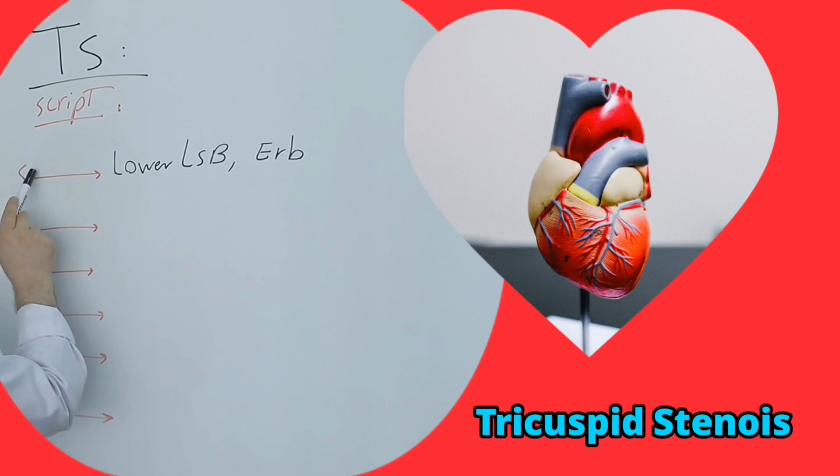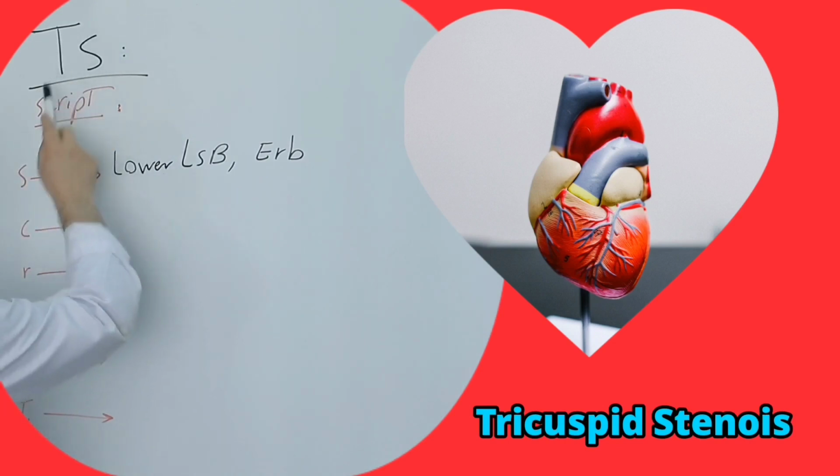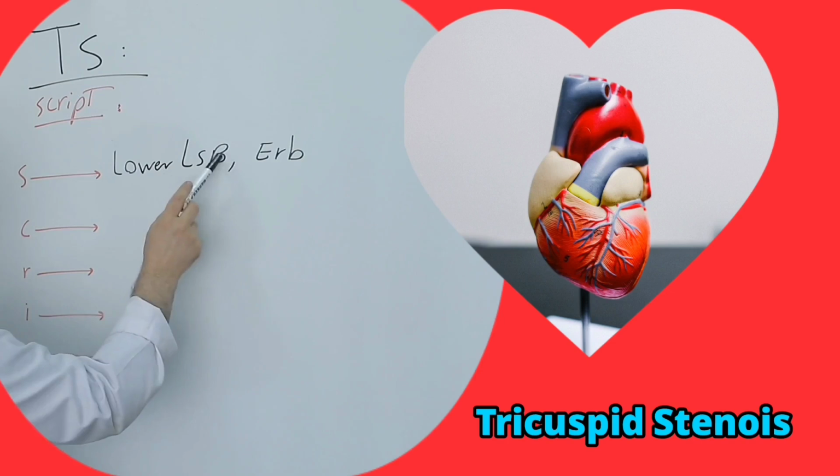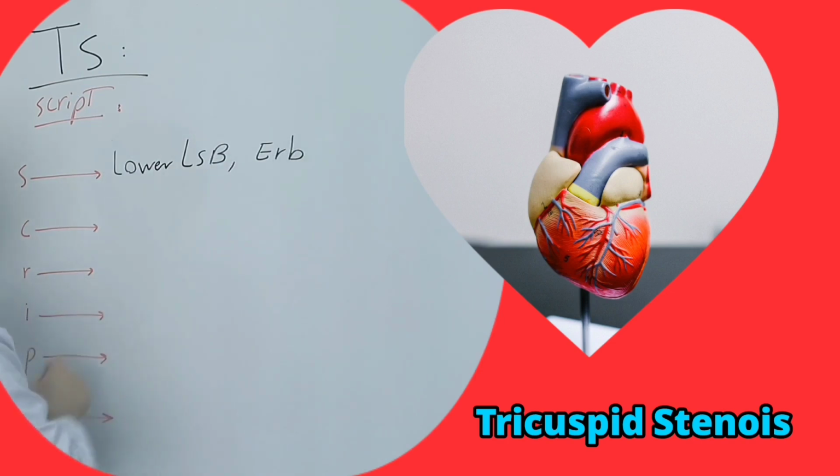S stands for site or location. The murmur caused by TS is best heard at the lower left sternal border. Erb's area is also involved.